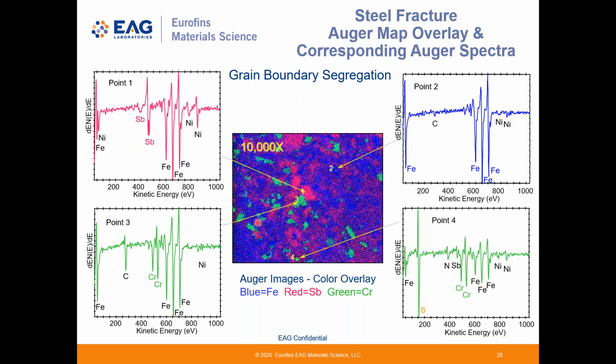This green area we expect to be chromium rich, and indeed it is. We see higher chromium and we see higher carbon, and it turns out these are chromium carbide areas. And then something happens down here in this green area where we do see higher chromium than is shown in these other areas, but we also see a very strong peak for sulfur, which was not expected.